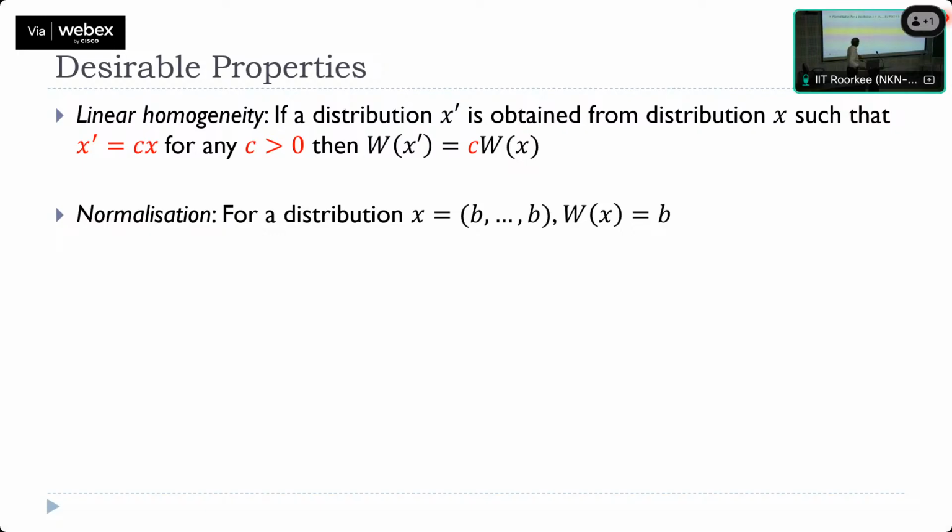And finally, if everybody has the same achievements, everybody has the same income, then that becomes your standard. Suppose all of us in this lecture theater have an income of 10,000 rupees, then the index itself becomes 10,000 rupees. It doesn't make sense to call it 9,725. Why? If everybody has the same income, that becomes our standard. Okay.